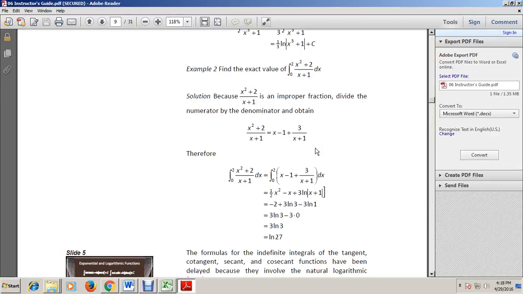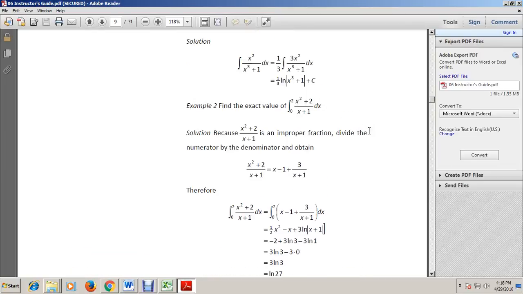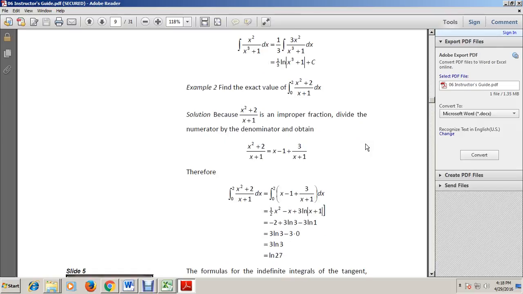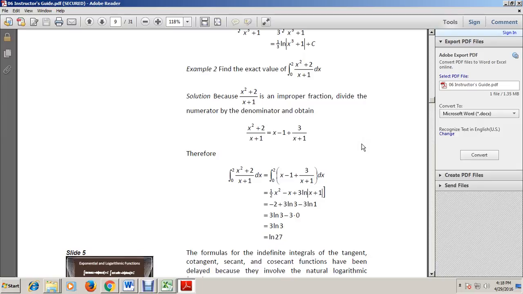Okay, guys, this is the third example, third part of our video lecture series for integrals of transcendental functions. We are left with the example that was presented in the second video lecture, example number 2. So you have the integral of x squared plus 2 over x plus 1 dx.